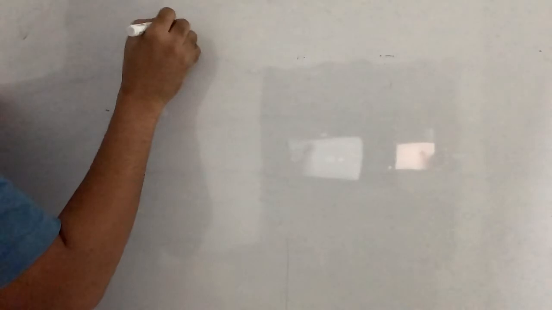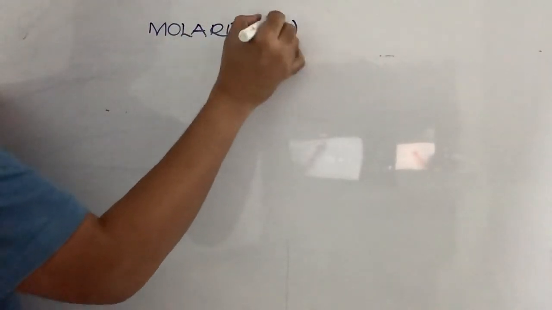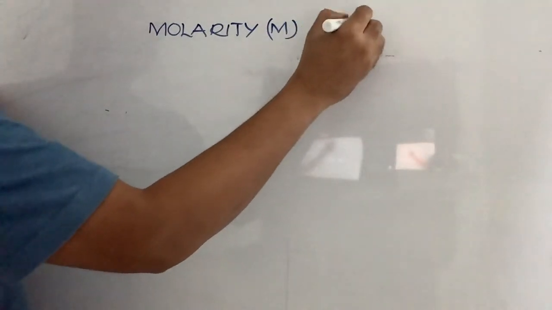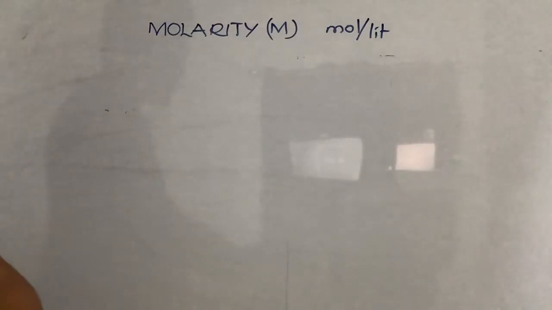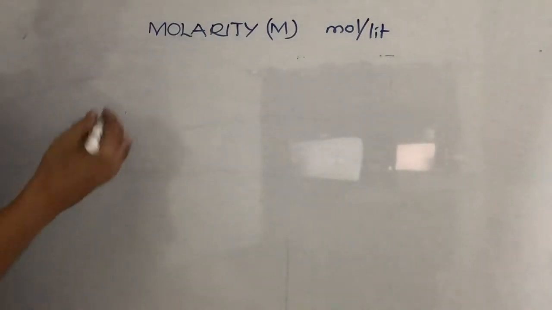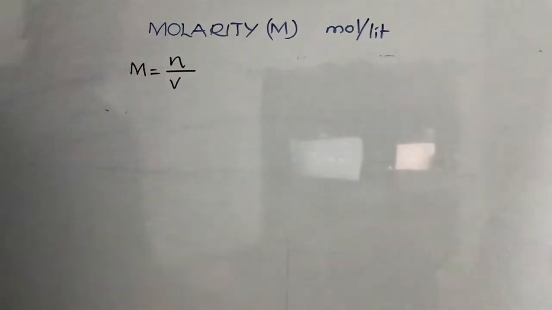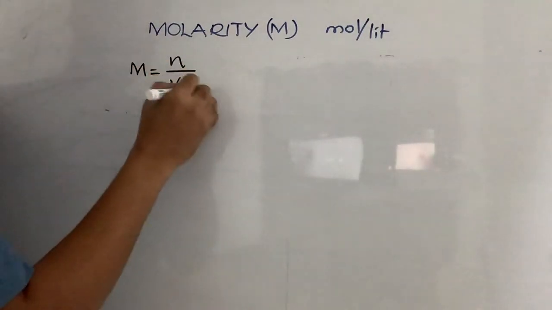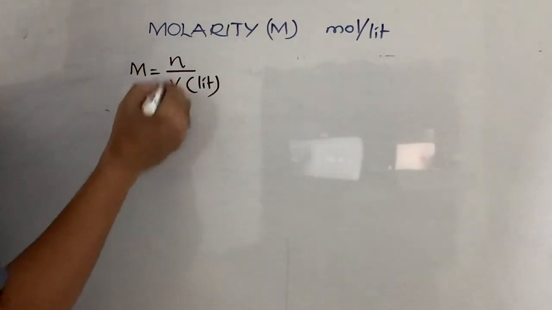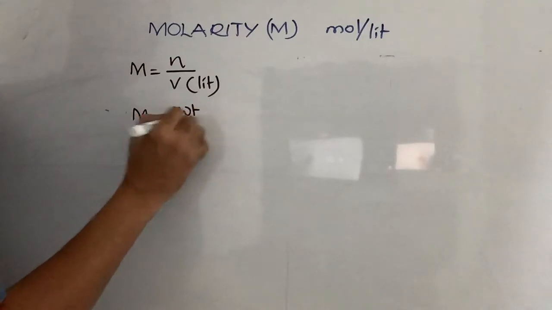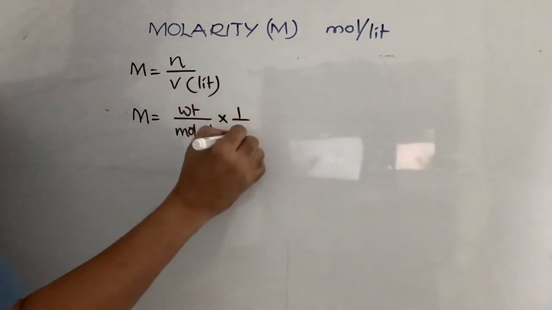The most important one is molarity. Molarity is denoted by capital M. Units are moles per liter. What are the formulae for molarity? Molarity is the number of moles of solute present in 1 liter of solution, n by V, where V must be in liters. Molarity is equal to, in place of n we can write weight by molecular weight, or you say mass by molecular mass, into 1 by V in liters.